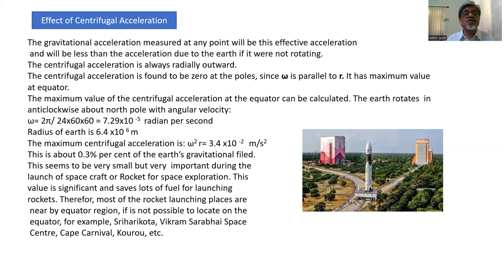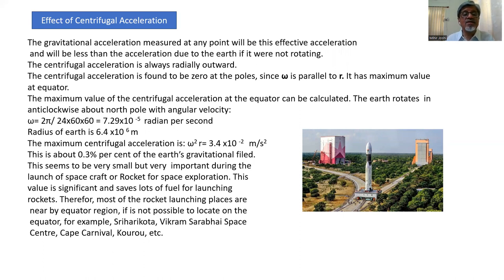The centrifugal acceleration is found to be zero at the poles, since omega is parallel to r, and it has a maximum value at the equator. So the maximum value of centrifugal acceleration at the equator can be calculated. The Earth rotates anticlockwise about the north pole with angular velocity omega. So omega is equal to 2 pi divided by 24 times 60 times 60 seconds, so it becomes 7.29 × 10^-5 radian per second. The radius of Earth is 6.4 × 10^6 meter.